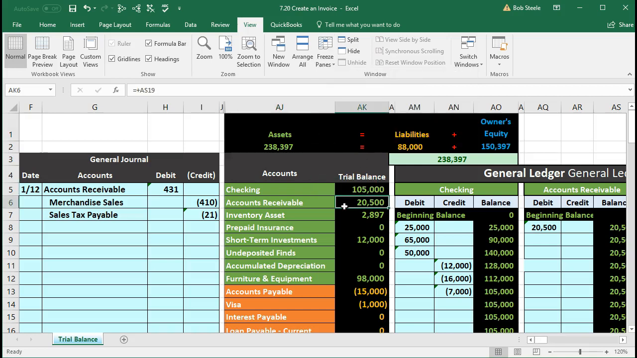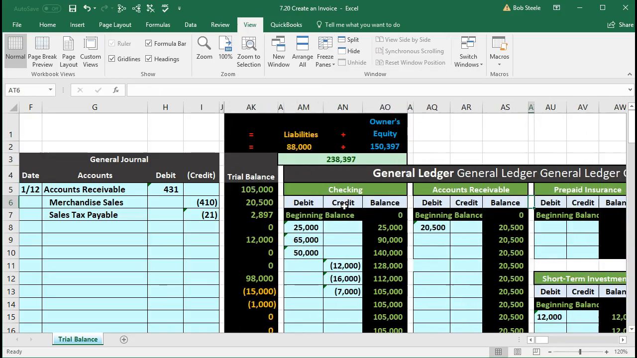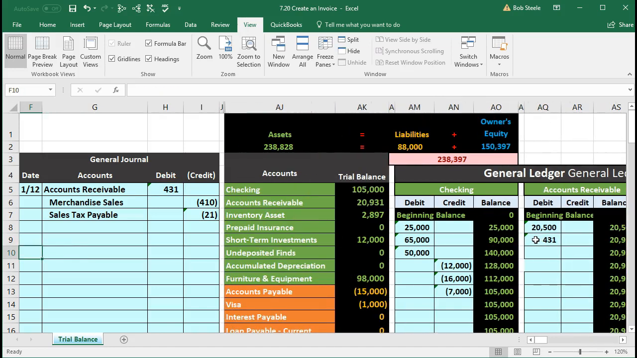Then we'll scroll over to the Accounts Receivable, and here it is. We're going to be on the second area in AQ9, and we want to point to that item. So we're just going to select equals and then point to this 431. Once we select enter, it will increase the receivable from 20,500 to 20,931. We're then going to do the posting for the merchandise sales.